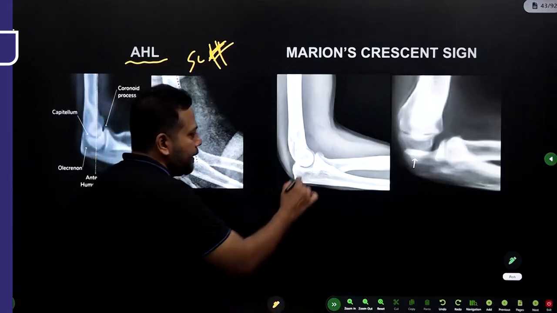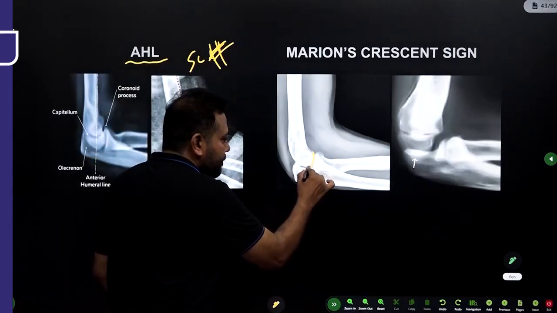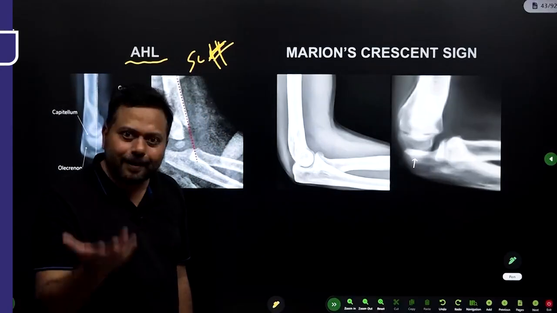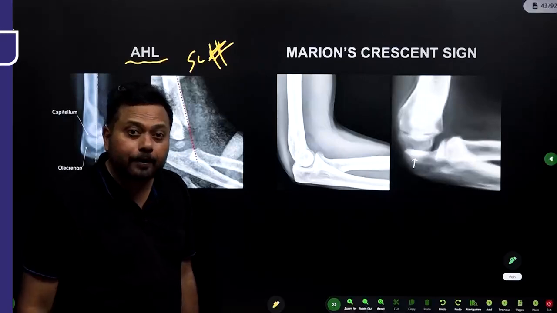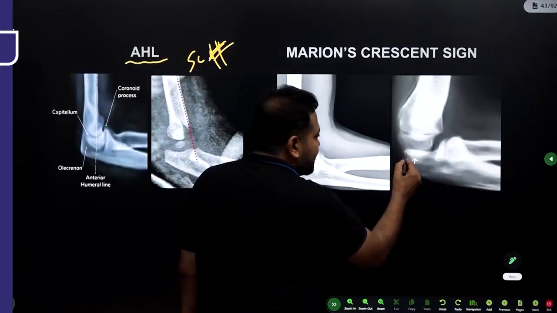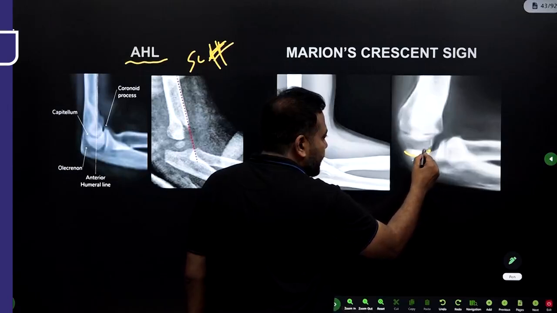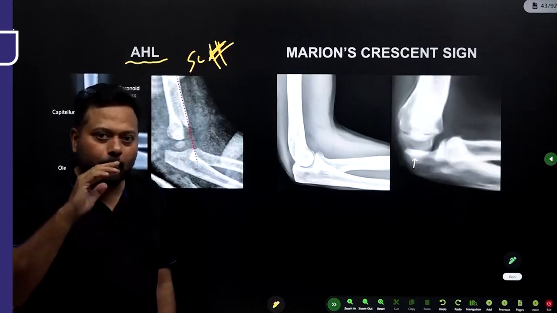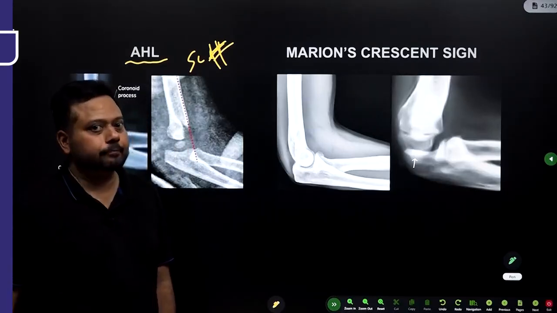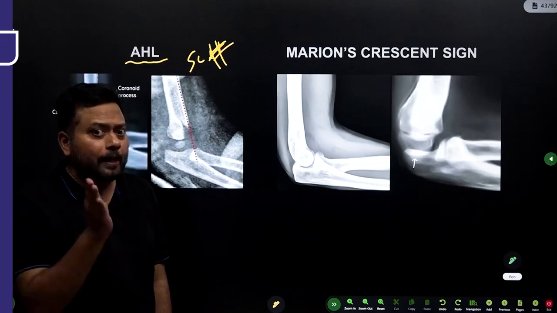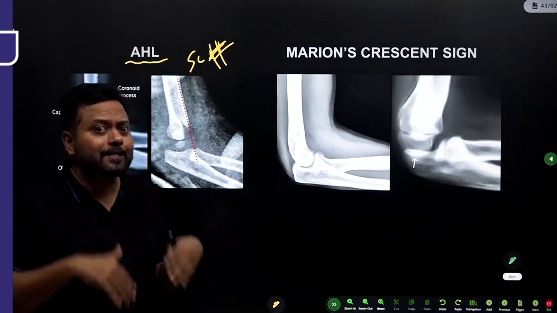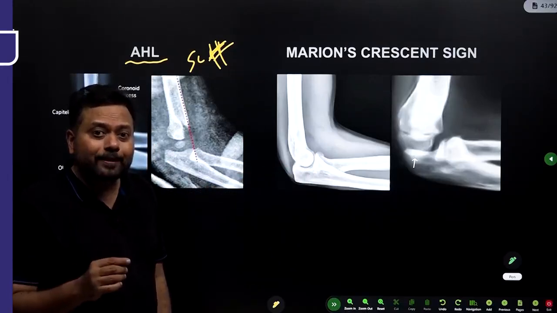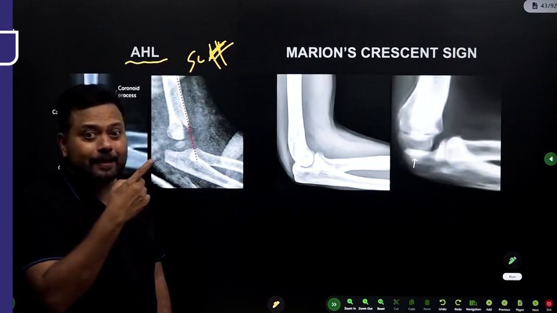In a normal X-ray, a joint space is seen between the capitulum and the olecranon. This is normal. A radiolucent gap is seen. If supracondylar fracture has happened, there is an opacity here; that radiolucent gap, the joint line, is missing. I am able to see a crescent-like shadow. That is because of overlap of the olecranon over the capitulum. So, the normal joint line is missing. You can't see the normal joint line. Instead of that, on the lateral view, you are seeing something like a moon. That's why it's called crescent.